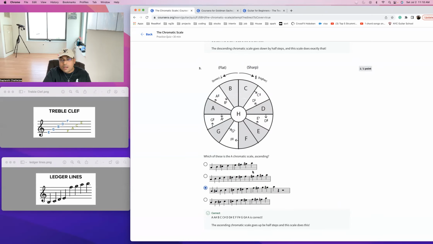Then after E, in ascending order, there is no sharp between E and F. So F is on the line and F sharp is in the same position. Then you go one step up to G, then G sharp. Then they draw another extra line to represent A.